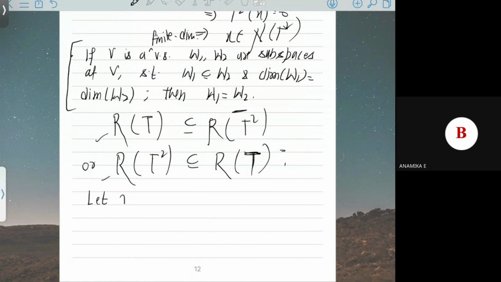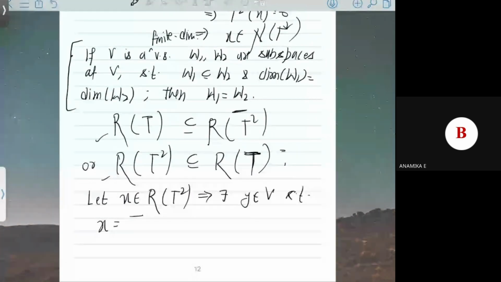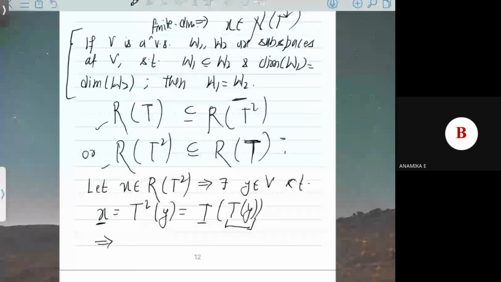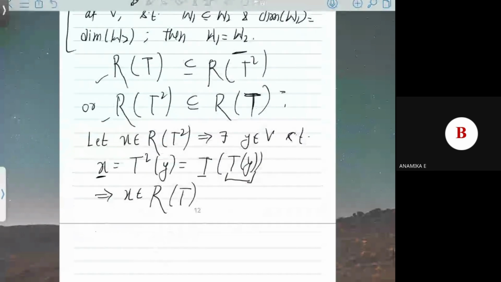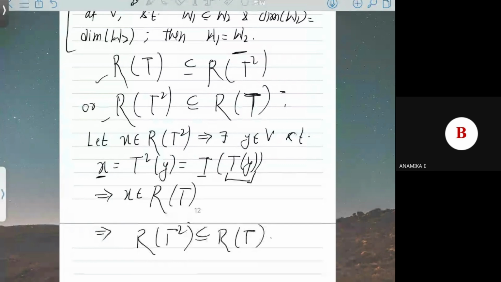So let X belong to range of T square. Okay, so by definition, this implies there exists some y in V such that x is equal to T of T of y, which is nothing but T square of y. So this x is equal to T of some vector in V. So does it imply that x belongs to range of T? So does it imply that range of T square is contained inside range of T? Is it clear? Yes. Okay, thank you.